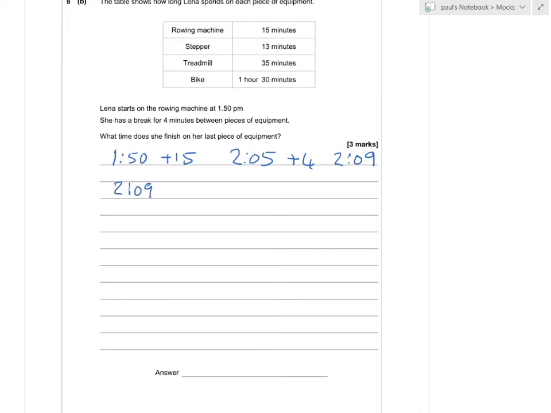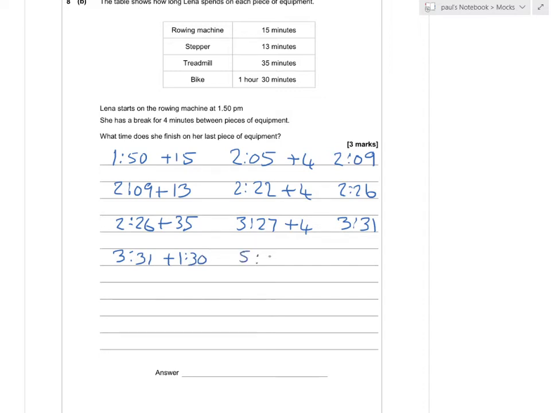So 2:09 plus 13 minutes gives you 2:22, plus a 4-minute break is 2:26. So third piece of equipment, 2:26 plus 35 minutes, 61. So that will be 61 minutes. So that's 3:27 plus 4 minutes break is 3:31. Last bit, 3:31 plus 1 hour 30, which is 4:31, 5:01. No break at the end, I guess, because you want to have a sit down.